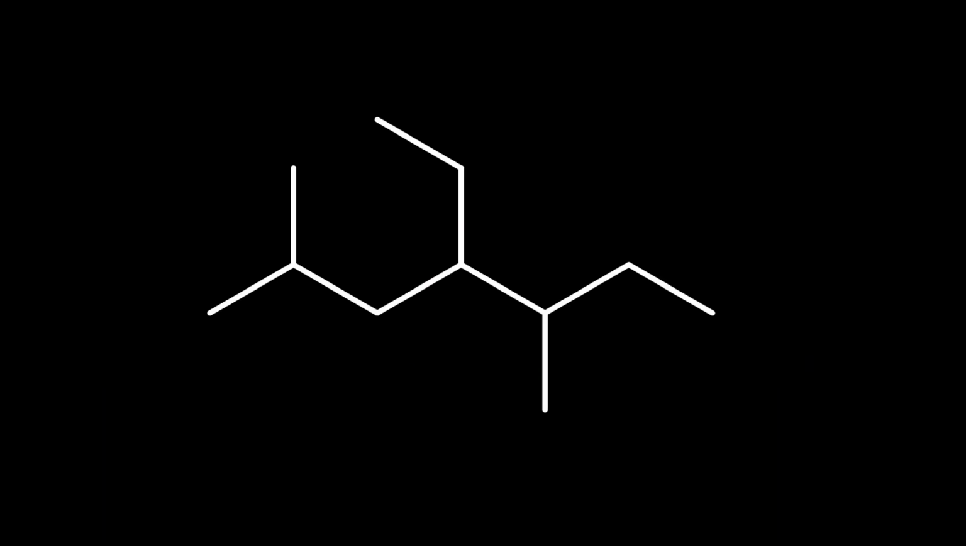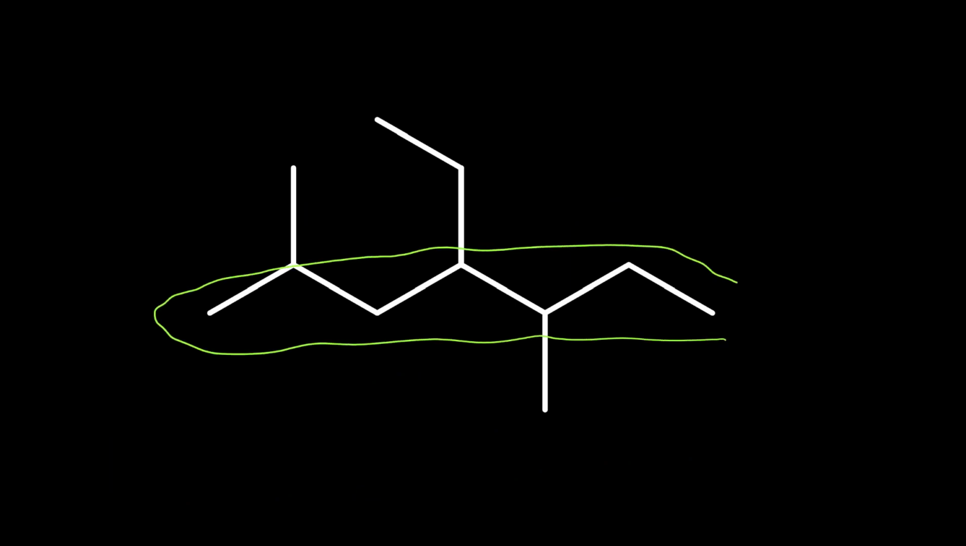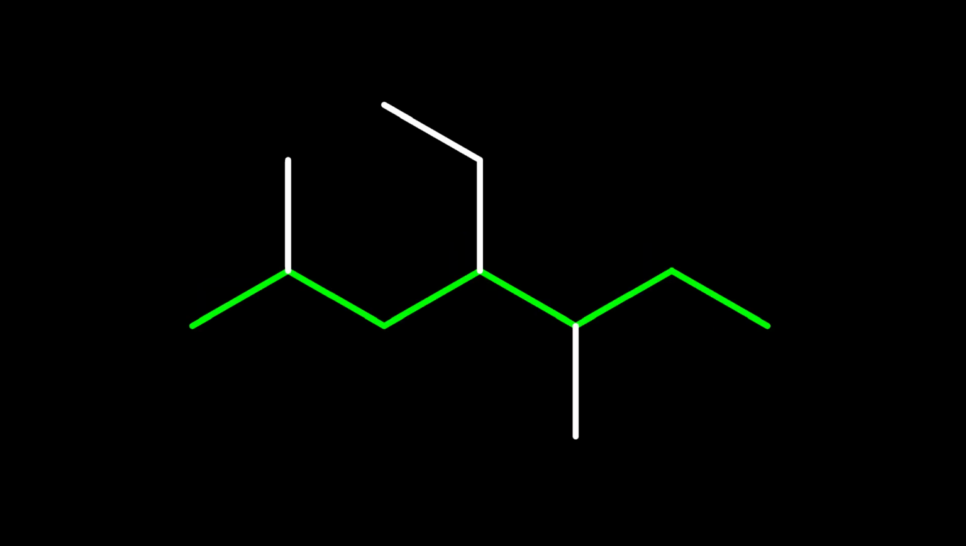Here is the next example. First we need to find the parent chain, and it seems this is our parent chain. This time when I want to number the parent chain, I need to start from the left side because on carbon 2 I have a substituent. And if I start from the right side, the first substituent will be number 3. So our priority is starting from the left side.